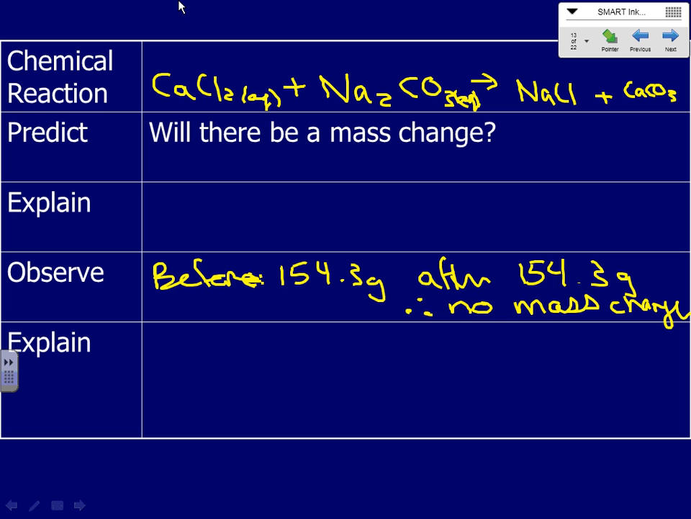in a chemical reaction, atoms and ions change places but the total is the same in the end.